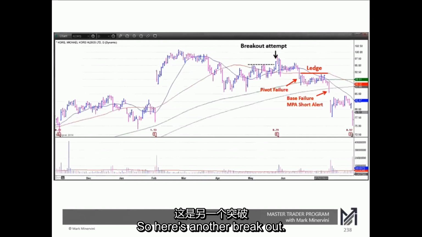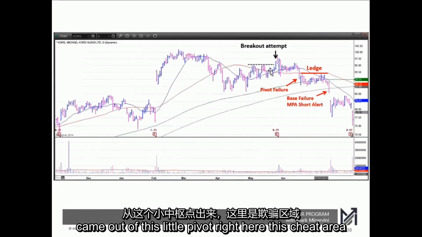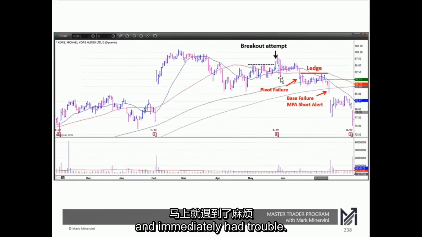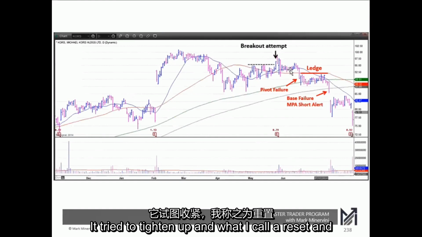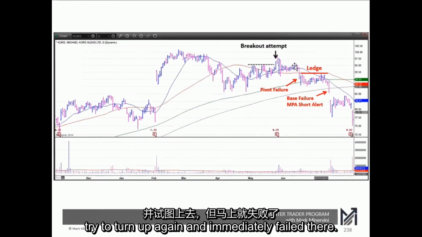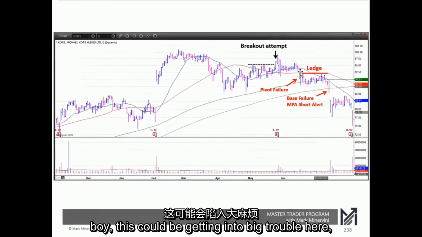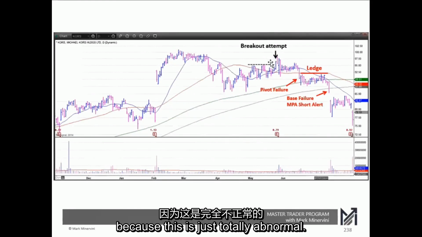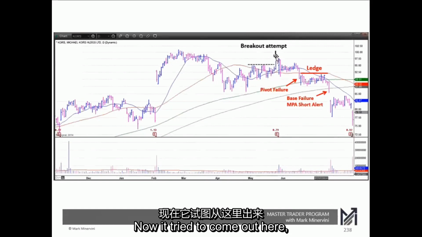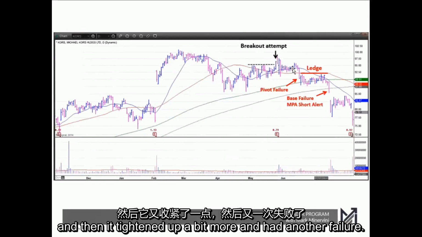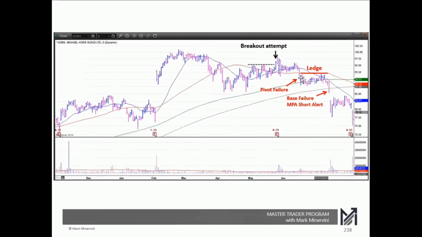So here's another breakout. This was in Michael Kors. It came out of this little pivot right here, this cheat area, and immediately had trouble. It tried to tighten up in what I call a reset, and tried to turn up again and immediately failed there. And this is where I really said, oh boy, this could be getting into big trouble here, because this is just totally abnormal now. It tried to come out here and then it tightened up a bit more and had another failure.